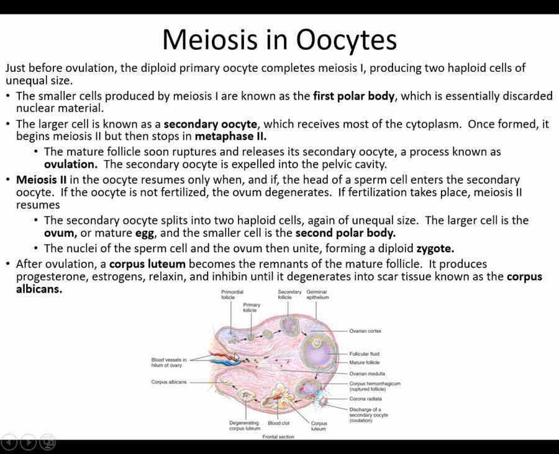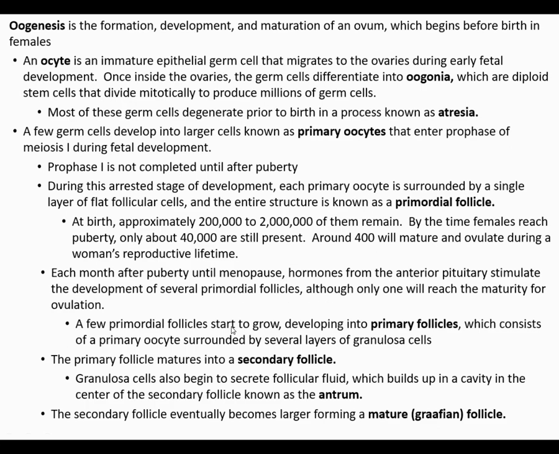On the next page, we can see at the very top of the picture of our ovary the very smallest of our bubbles, a single layer of cells surrounding that primary oocyte. At birth, approximately 200,000 to 2 million of them remain, but by the time a female reaches puberty, only about 40,000 are still present. Of those 40,000, only around 400 will mature and be ovulated during a woman's reproductive lifetime. When she runs out, she runs out. She's never going to produce any more. And that's the point when she reaches menopause.